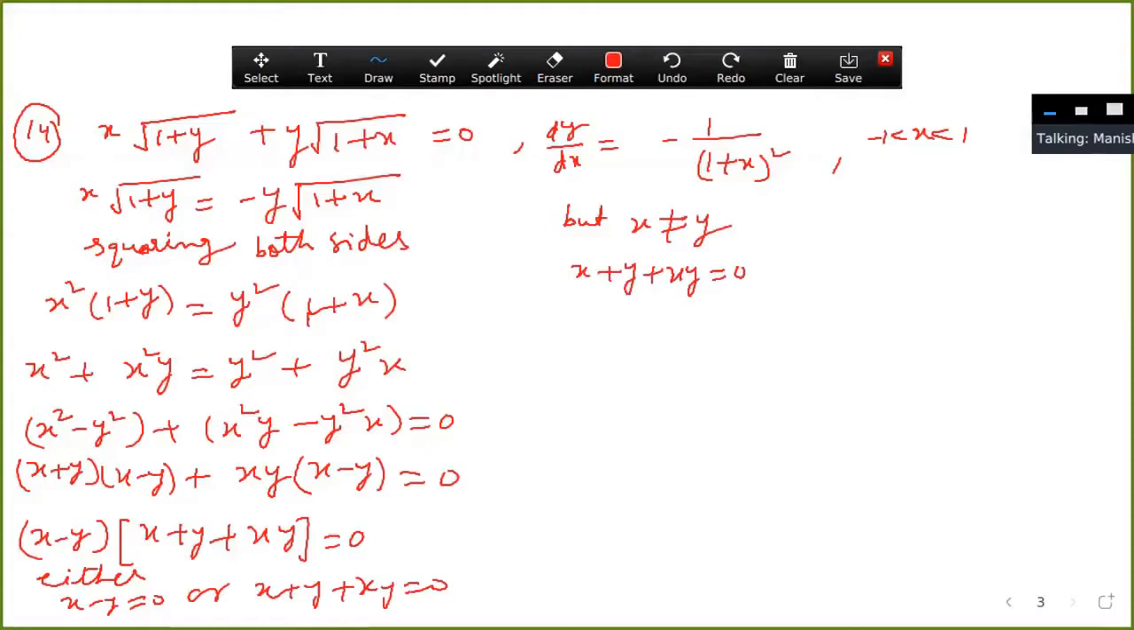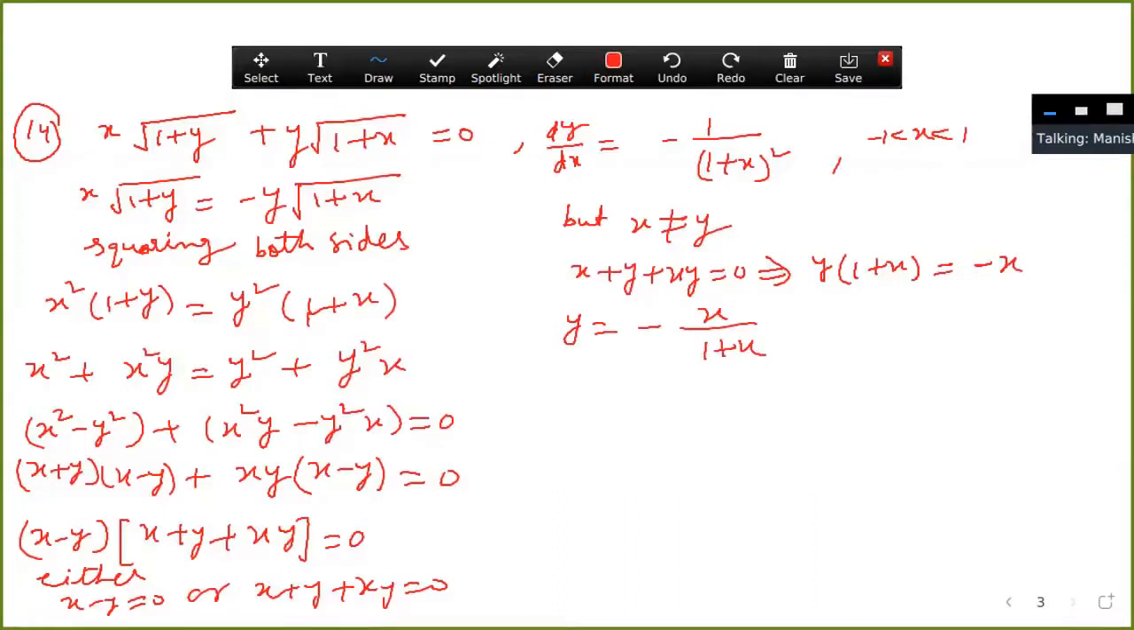You can arrange this statement like this. Suppose taking y common, this is 1 plus x. Take that x to the right hand side. And what is y? y is minus x upon 1 plus x. This is the statement you will get.